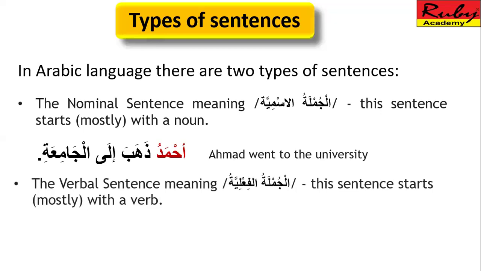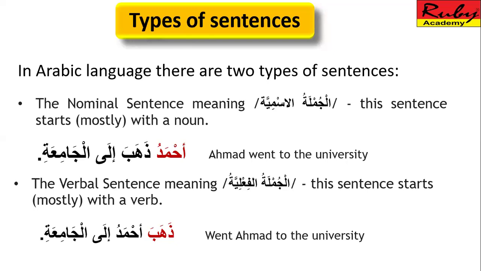The second one is the verbal sentence, meaning Jumlatul Fi'liya. The sentence starts mostly with a verb. So we take the same sentence, but this sentence starts with Dhahaba. Dhahaba Ahmadu ilal jami'a. So here we can say this is the verbal sentence because it starts with Dhahaba. He went. Who went? Ahmad went. When you translate word to word, it is 'went Ahmad to the university', but the actual meaning is the same: Ahmad went to the university.